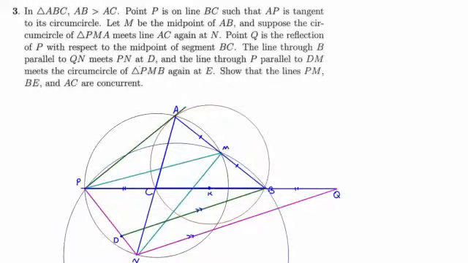Okay, and the line through P parallel to DM meets the circumcircle of PMB again at E. Okay, we draw this line, DM, it is, for example, E. And so show that the lines PM, this line, BE, this line, and AC are concurrent.